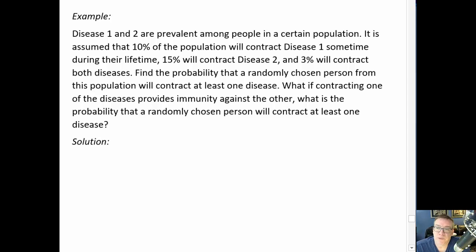Okay, so let's look at an example. Disease 1 and 2 are prevalent among people in a certain population. It's assumed that 10% of the population will contract disease 1 sometime during their lifetime. 15% will contract disease 2, and 3% will contract both diseases. Find the probability that a randomly chosen person from this population will contract at least one disease. What if contracting one of the diseases provides immunity against the other? What's the probability that a randomly chosen person will contract at least one disease in that case?